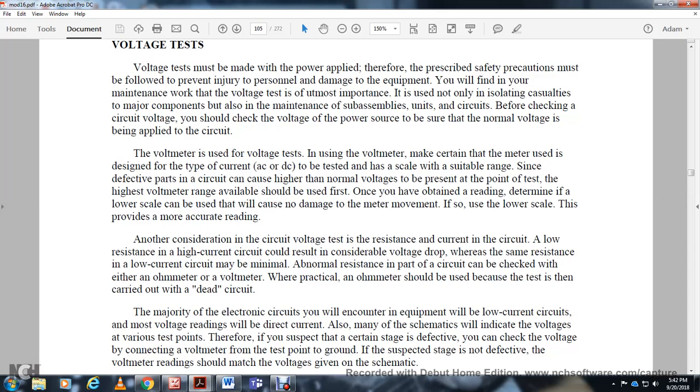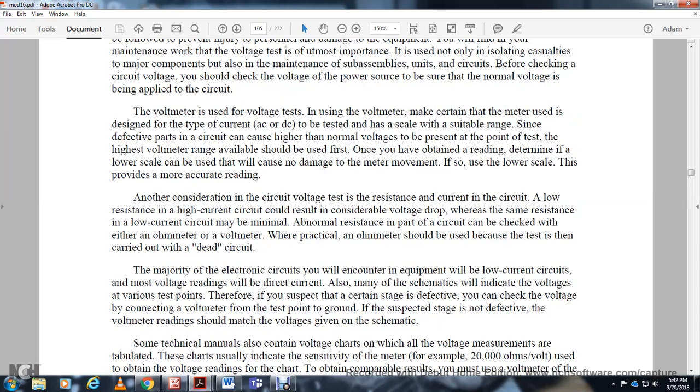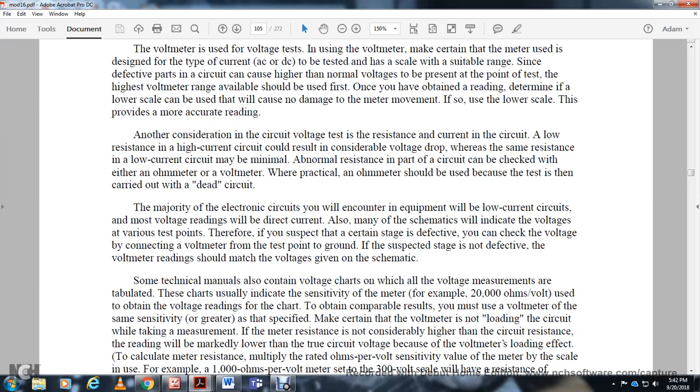Cards for the circuit being either higher or normal, the voltage is to present the point over the test of the high voltage range of the assembly, but it should be you with the once you have been obtained with the range for the determinant. If the lower scale, it can be you with the damage of the meter move, if the lower scale thus provides more accurate reading. Another consideration in circuit voltage test is resistant current in the circuit that allow the resistance of the high circuit. High current circuit could result in the current voltage drop where the same resistance low circuit current may be minimal. Abnormal resistance of the circuit can be checked with either ammeter or the voltmeter.